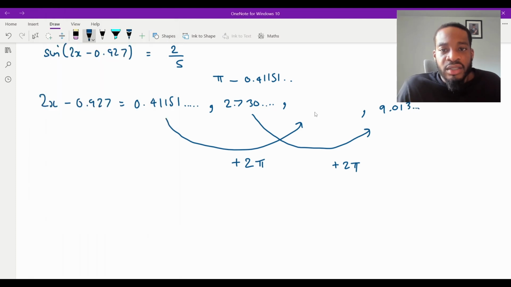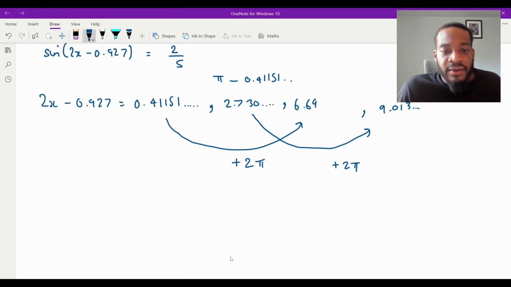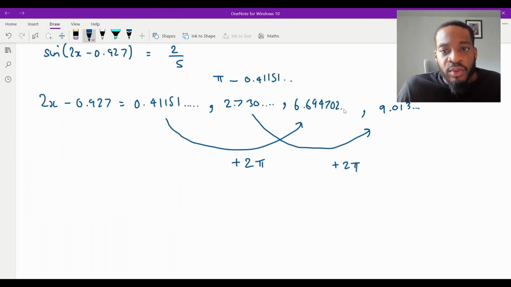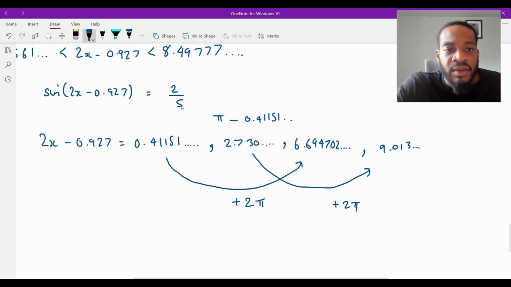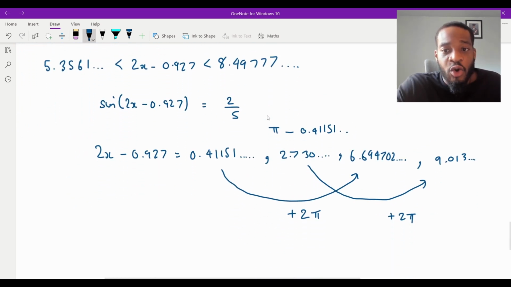So it's not that one, it's going to be this one, isn't it? So I'm going to do the principal value, which is going to be that one there. Perfect, got it stored. I'm going to do that answer plus 2 pi, and that gives me that number there, 6.694702 blah blah blah. So it's going to be that one, isn't it? Because remember, we wanted it between 5 and 8. Yeah, that's the only one that's between it, so we're choosing that value.